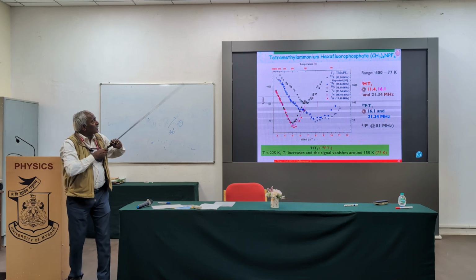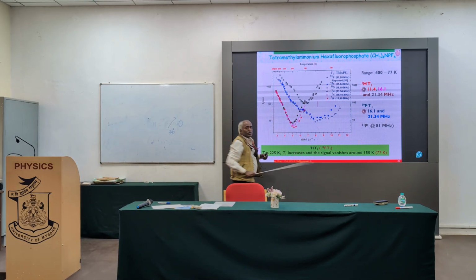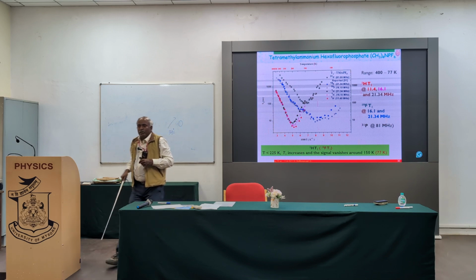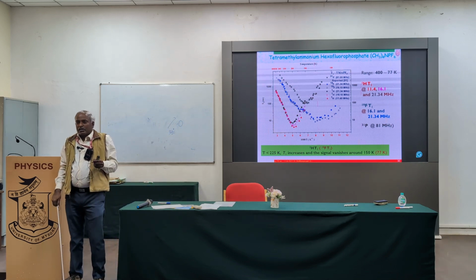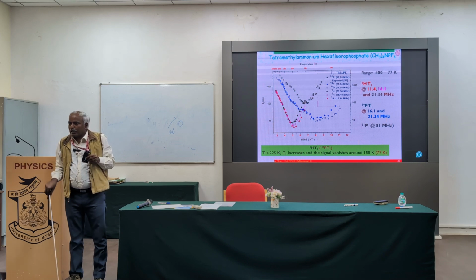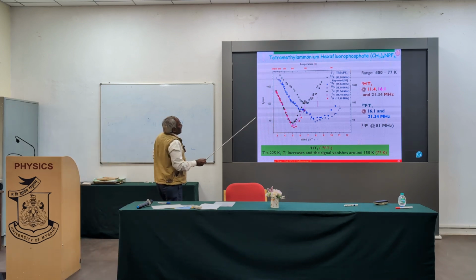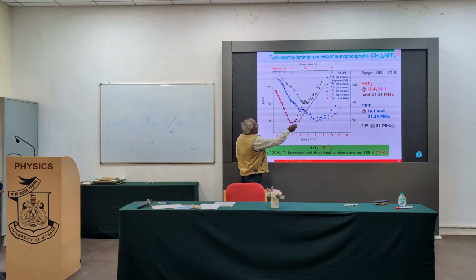There is another PF6 group also present over there. The PF6 themselves start rotating. But all of them are happening simultaneously. They are not waiting for the ammonium group to stabilize before the methyl group starts rotating, or vice versa. Hence, there is always correlation among these three different nuclei.